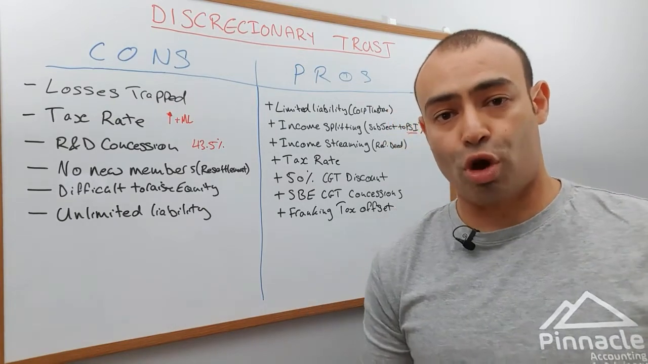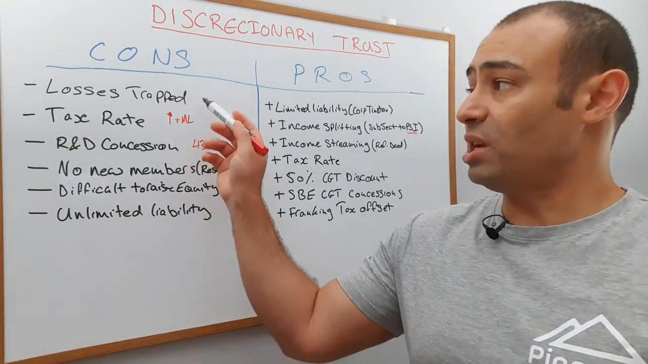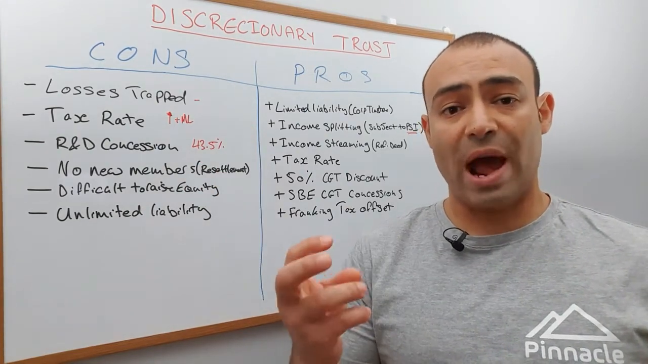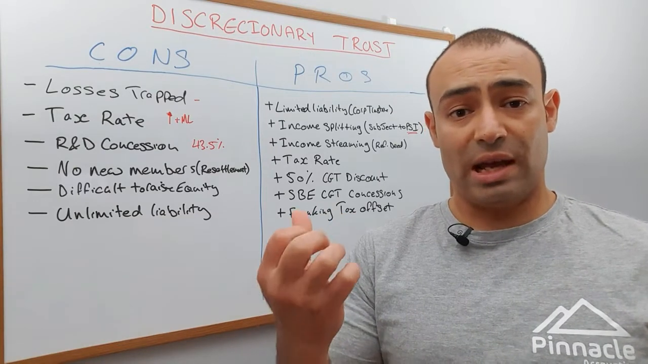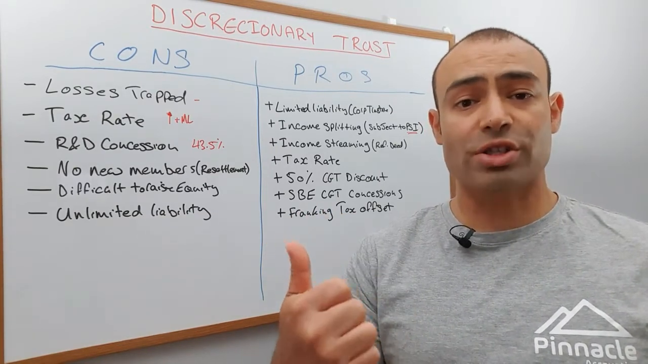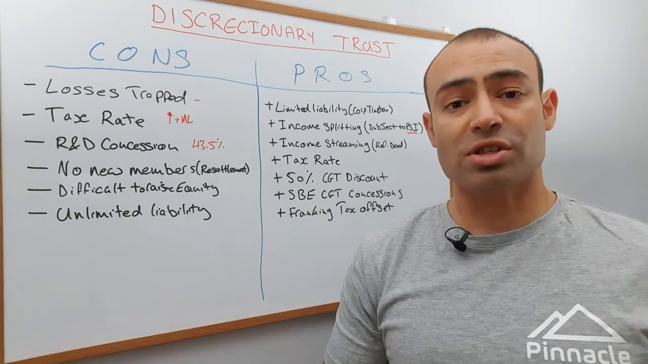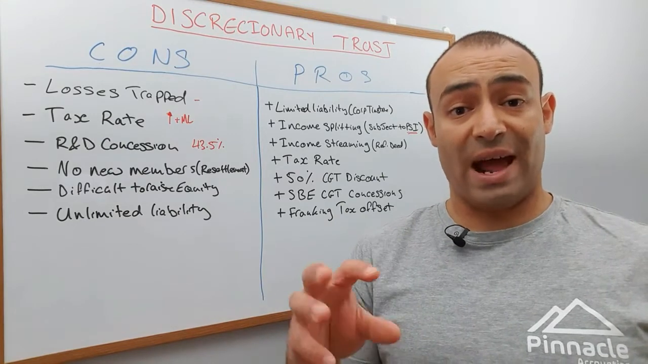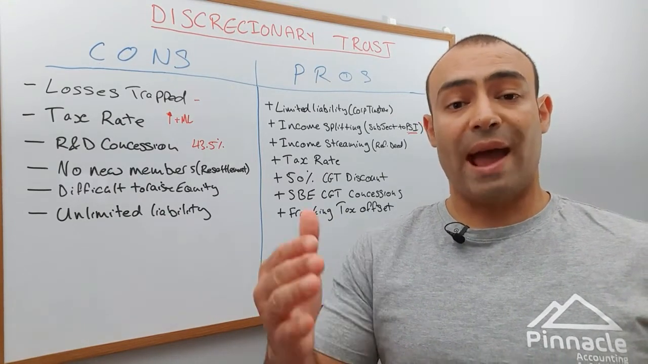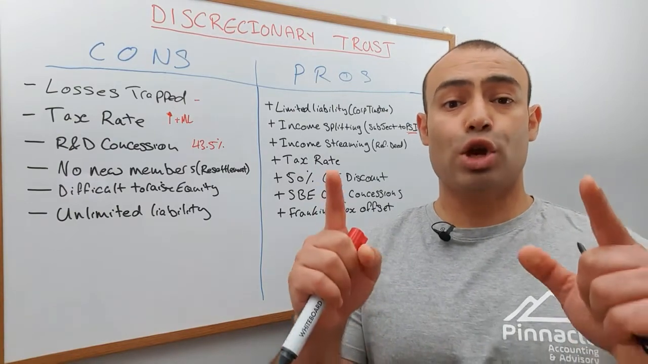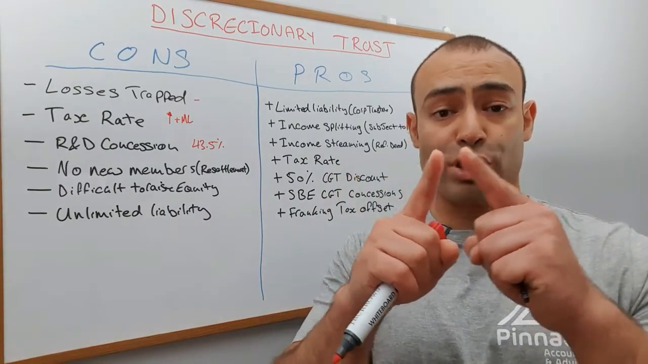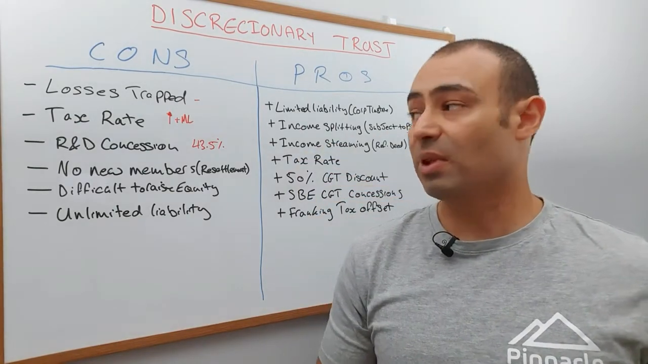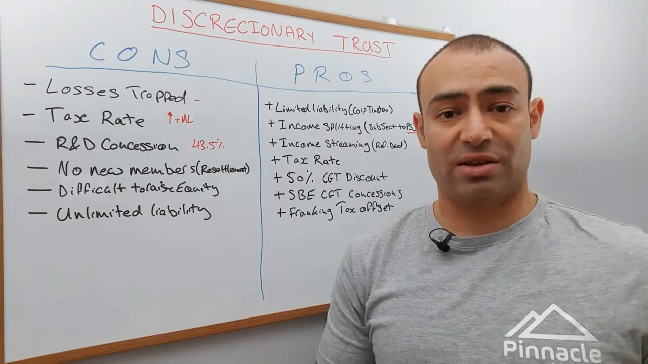Let's look at the first con, or the first negative. The first one is the losses are trapped. What does that mean? That means if you have a loss in the entity, whether that is a capital loss or an income revenue loss, you can't pass that on to another entity that has a profit and offset the amount. Offsetting means you're effectively wiping off those two against each other, so you're reducing the amount you're going to be taxed on.